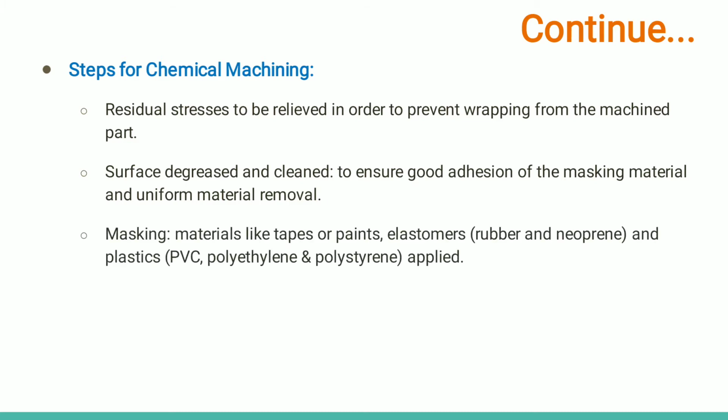The next step is masking. There are different types of materials available, but we choose them on the basis of the chemical solution we are using. If we are talking about aluminum, then we use NaCl. If we are talking about steel, then we use HCl. And for different materials, we use different compositions with other reagents as well. For the masking purpose, we can use cellotapes, paints, elastomers, and plastics.